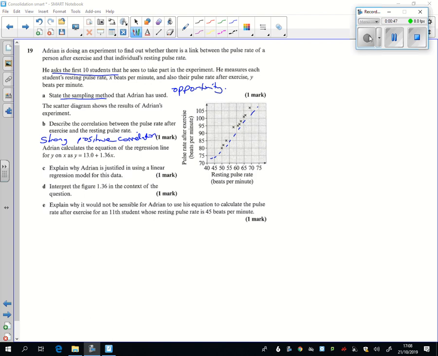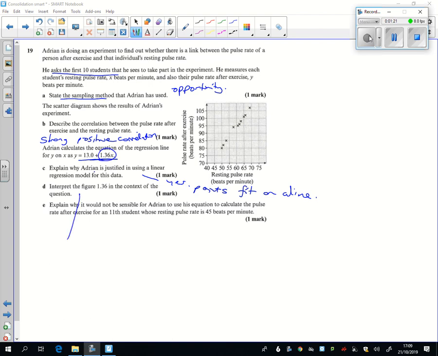So is Adrian justified in using a linear equation and why? Because it's a line. It really is as simple as that. The points seem to fit a line, so yes, because points fit a line. I mean, if I'd found out the correlation coefficient R, I would expect R to be close to 1. There's that bit there.